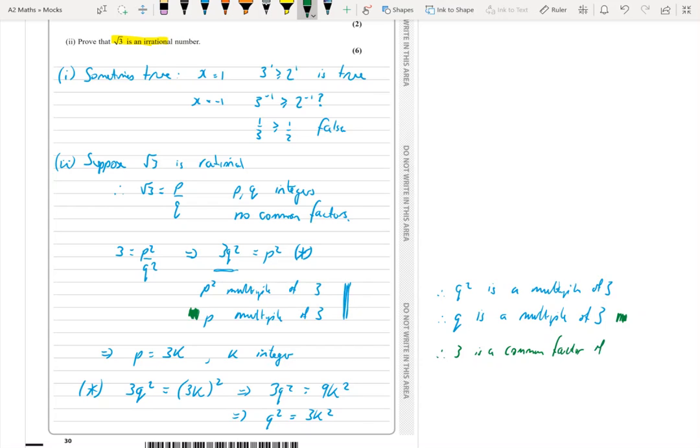And that's a contradiction because at the beginning we assumed that this fraction was written in its simplest form already and there were no more common factors left in p and q. So that's why we have a contradiction. So we must say that we have a contradiction, and therefore our conclusion must be that root 3 is actually irrational.